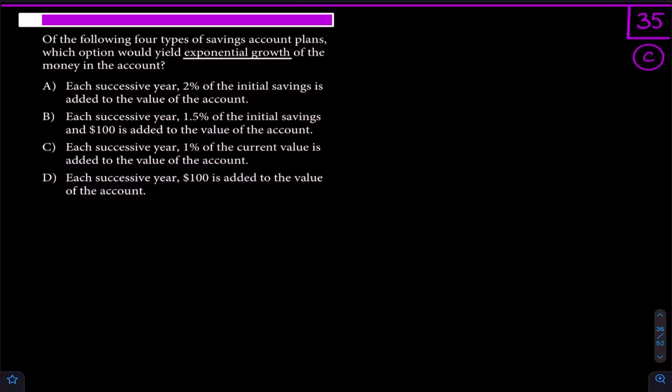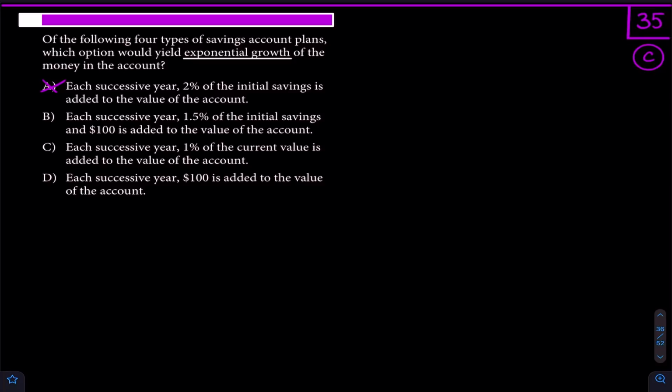So let's look at these answer choices here. Choice A says each successive year, 2% of the initial savings is added to the value of the account. Well, that's exactly what I just said that exponential growth was not, because we're not talking about a percentage of the initial savings. We want a percentage of how much money we have in the account right now. So choice A is not going to be it.